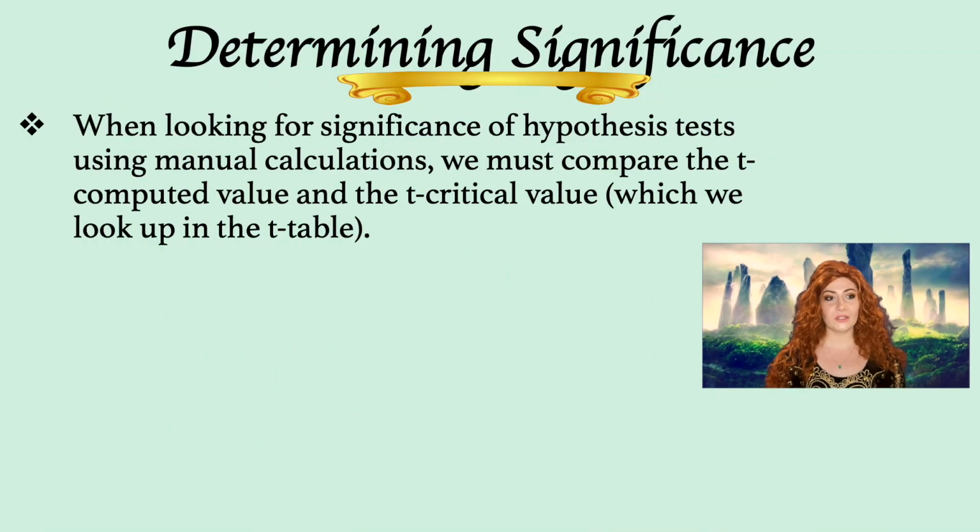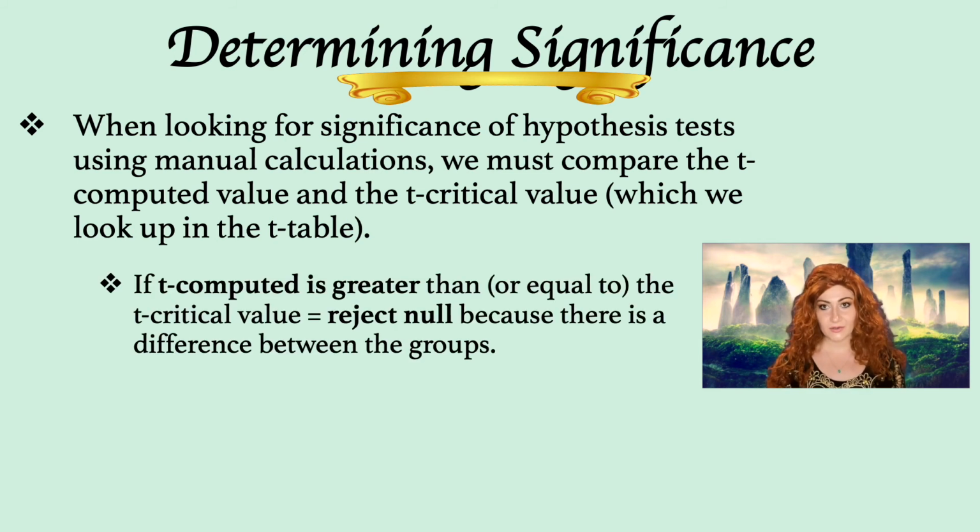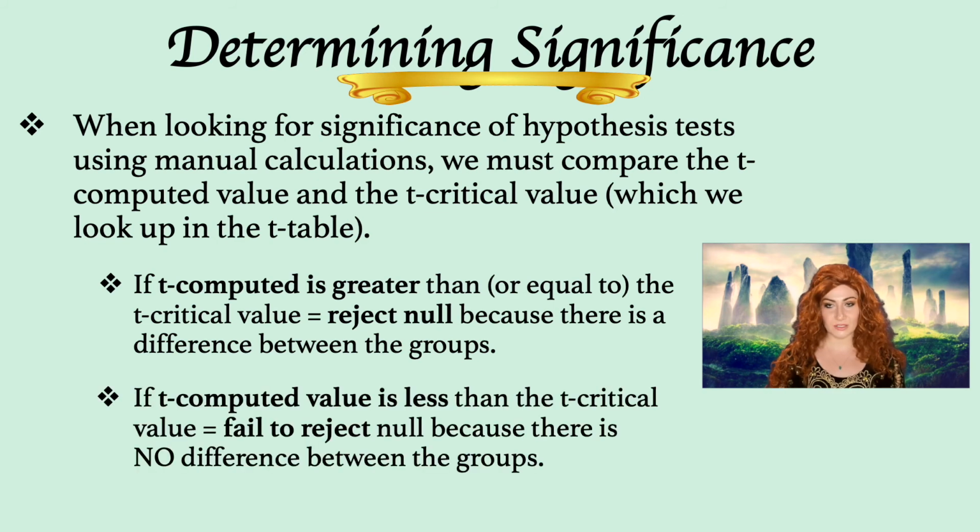So we know that when looking for significance of hypothesis tests using manual calculations, which is what we've done in this lecture, we have to compare the t computed value and the t critical value, which of course we look up in a specific table. And once again, if the t computed value is greater than the t critical value, we reject the null. If the t computed value is less than the t critical value, we fail to reject the null.